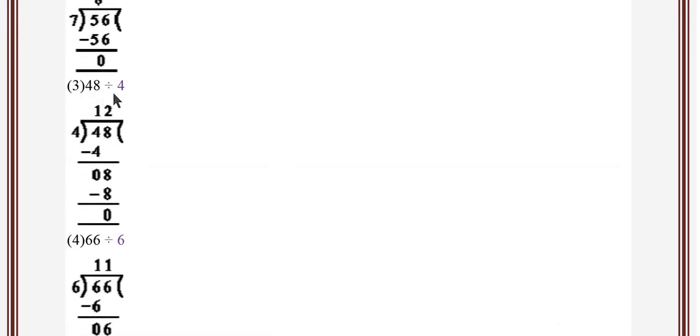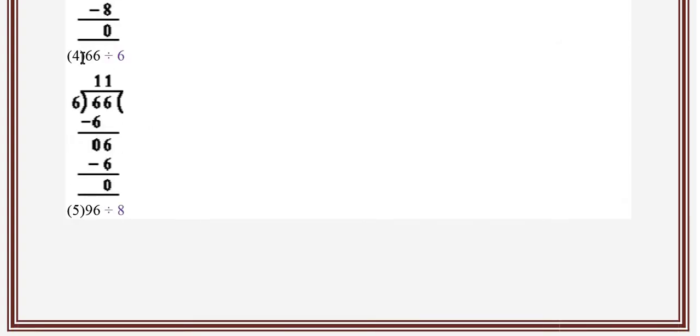Now 48 divided by 4. So we take the table of 4. 4 ones are 4, 4 minus 4, because the first digit is 4. Then we get 0. Now the second digit we write here downside, so it becomes 8. Now we read the table of 4. 4 twos are 8. So 8 minus 8 is 0. So here we get the answer 12. It means 48 divided by 4 is equal to 12.